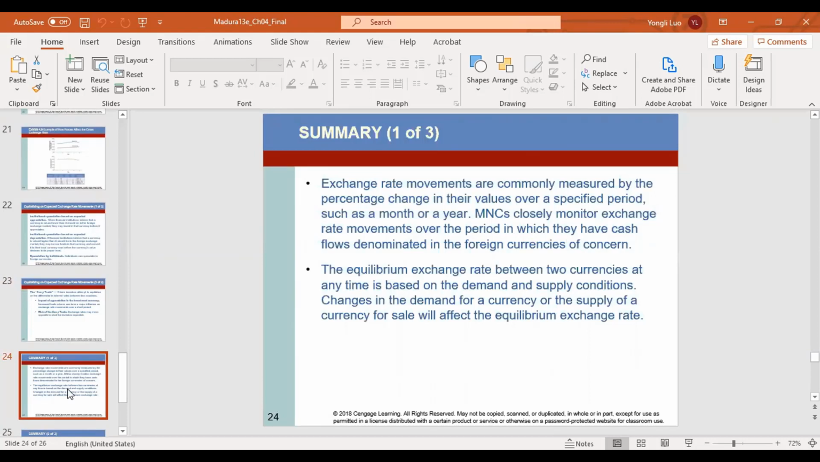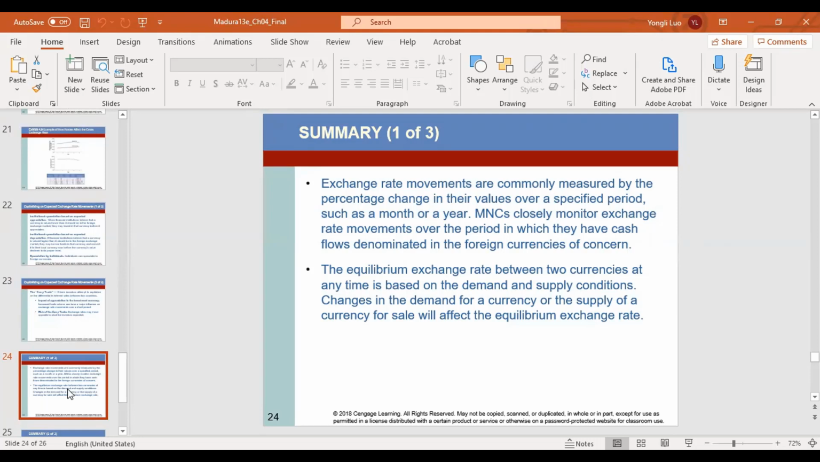Now we come to the summary of this chapter. Exchange rate movements are commonly measured by the percentage change in their values over a specified period, such as a month or a year. MNCs closely monitor exchange rate movements over the period in which they have cash flows denominated in foreign currencies of concern.